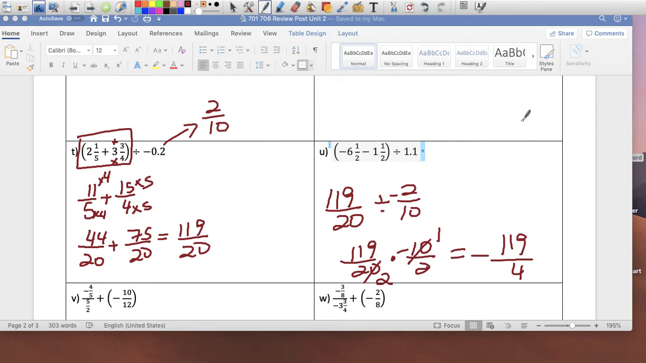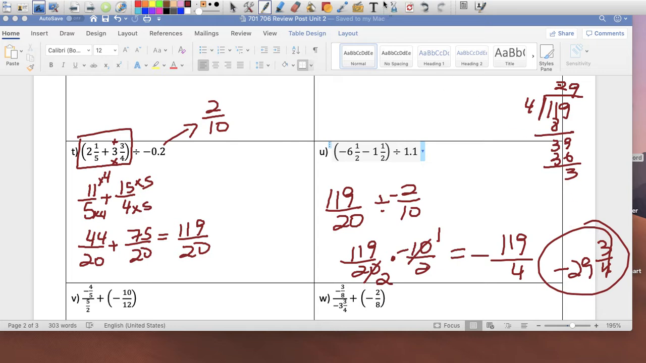Or if you can change this to a mixed number, 119 divided by 4: 4 goes into 11, 2 times, which is 8, 39, and then it's going to be 36. And that leaves us with 3. So this is the same thing as negative 29 and 3/4.